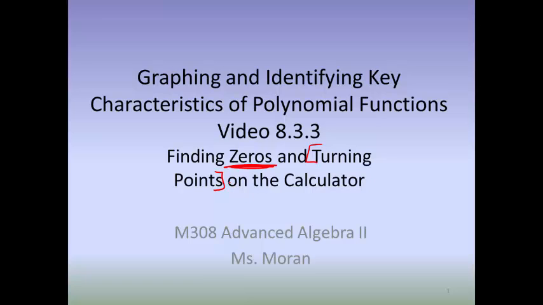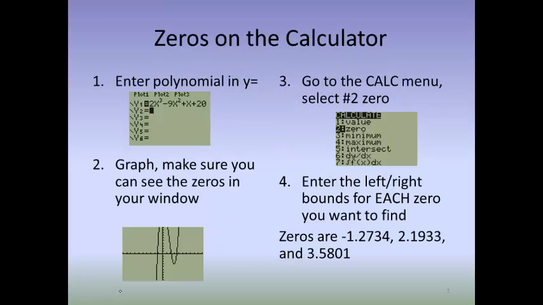So this video really has two examples, but we're going to find two different things for each of those examples. And you do need your graphing calculators with you. So let's go ahead and get started. So I want you to start by entering this polynomial into your graphing calculator. So you may need to pause the video to do that, but please enter 2x cubed minus 9x squared plus x plus 20 into your graphing calculator now.